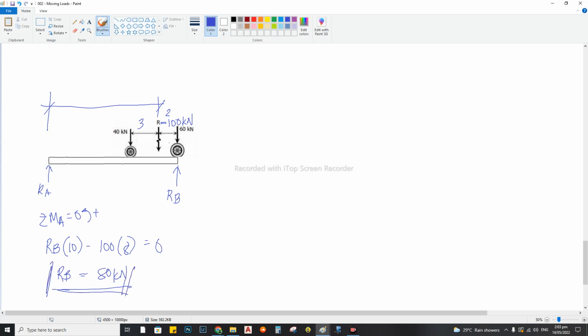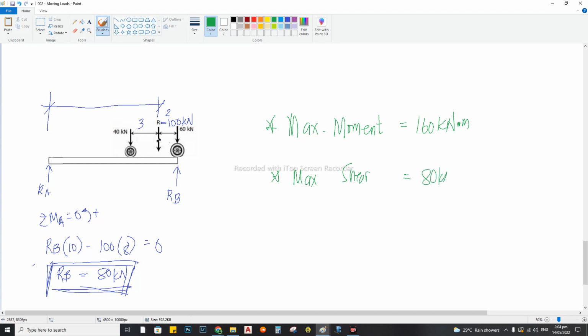Kumano na itong maximum shear diode. So for this sample, ato ang maximum bending moment is 160 kilonewton meter, and our maximum shear is 80 kilonewton. Questions? None, sir. Answer. None. Okay.